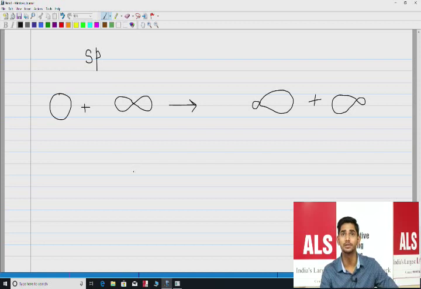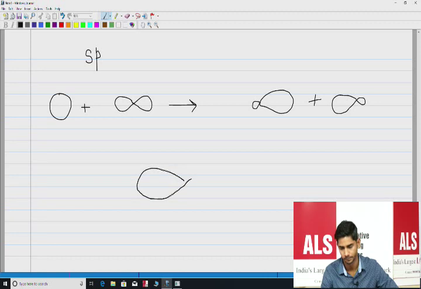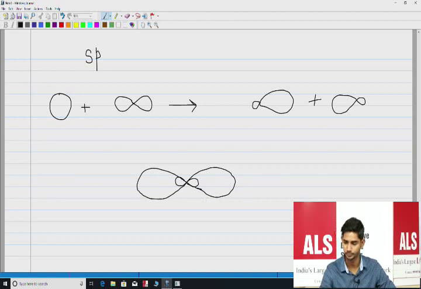So guys, now let's check out the arrangement of these orbitals. See, these are the hybrid orbitals of the beryllium. Okay, now remember, this is the positive lobe and this is your negative lobe.